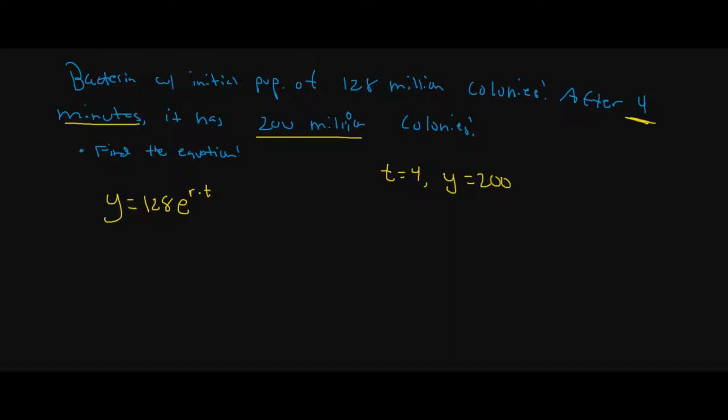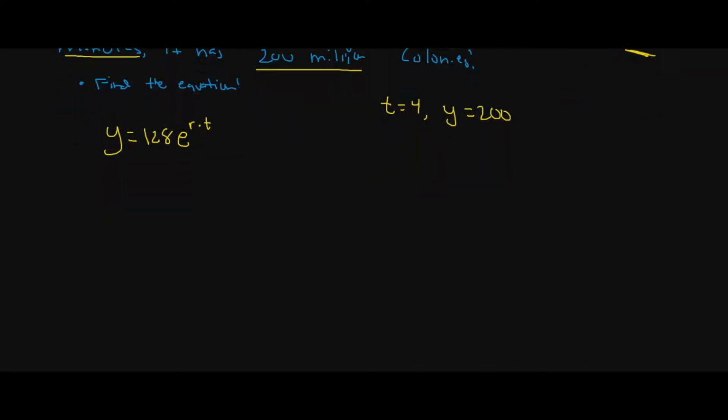Let's plug that into my equation and solve for our rate of change, because we do want to find out how long it will take until it has 400 million. So let's plug in 200. That's the y value: 200 is equal to 128 e to the r times 4. And let's use the natural log to solve for r.